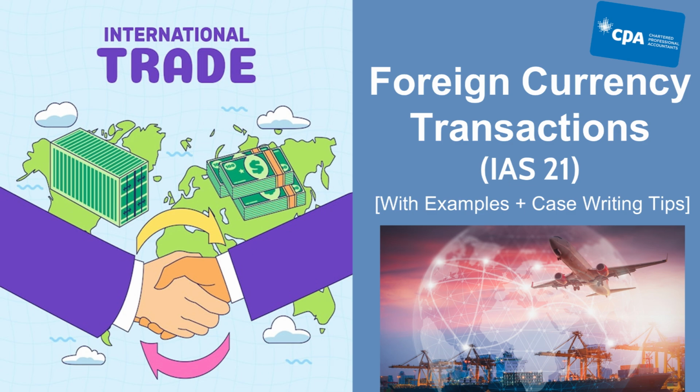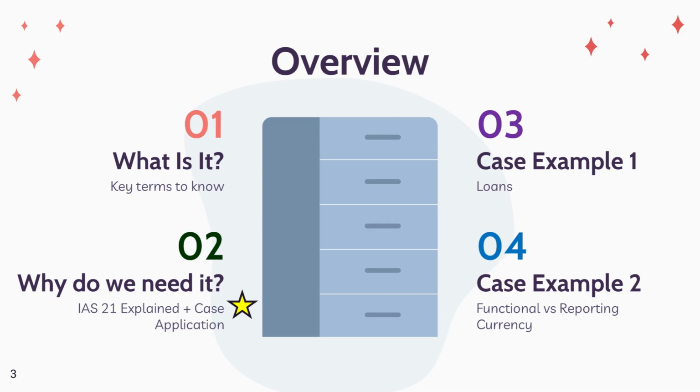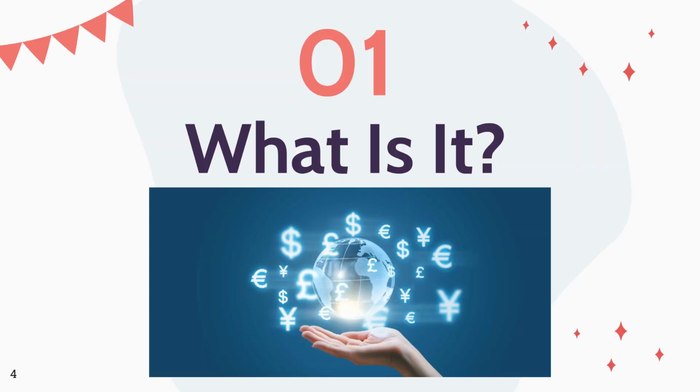So the overview for today is we're going to talk about what are some of the key terms that you need to know, what is IAS 21, and then explain that through a case application, and then go through an example of how that works with loans, and then another example related to how that works with functional and reporting currency. So let's look at what this actually is.